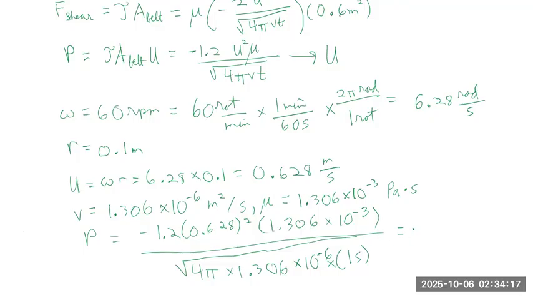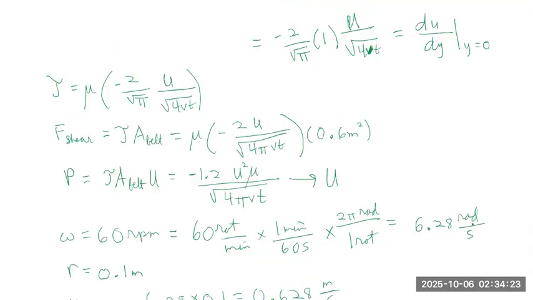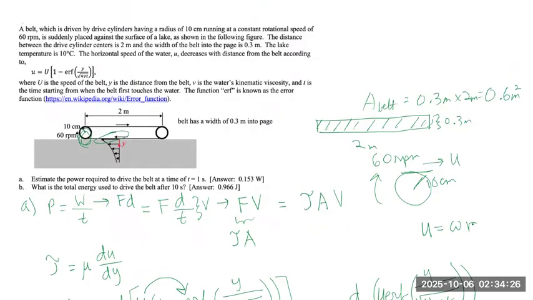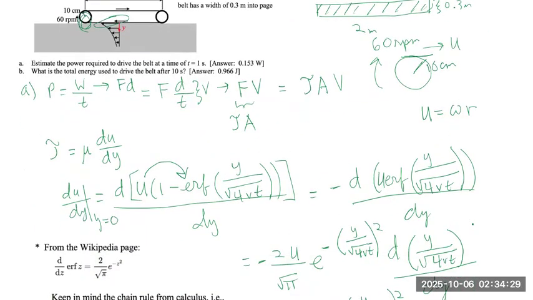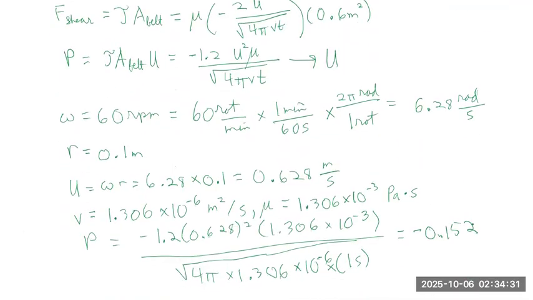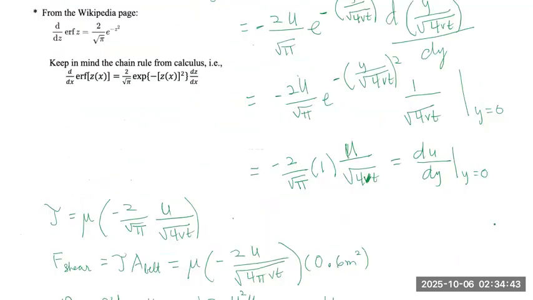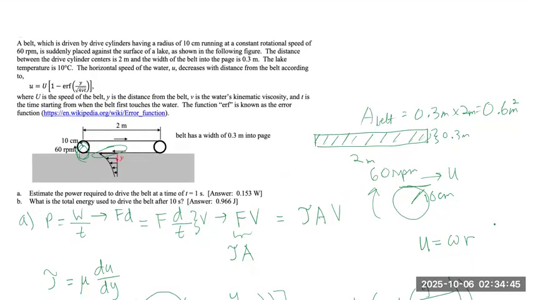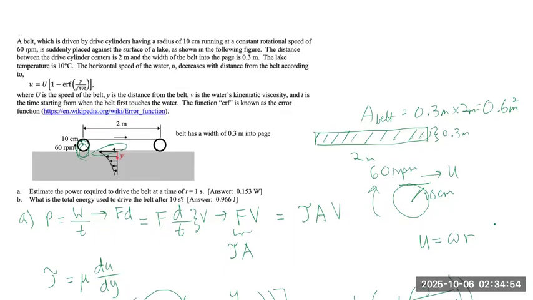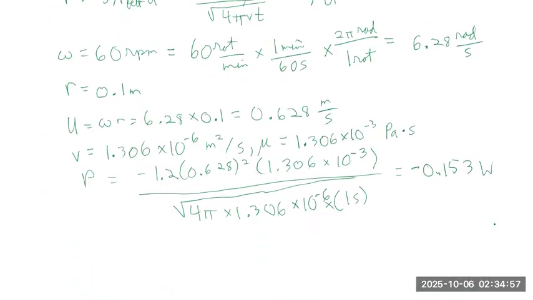And at last, we have our answer, which is negative 0.152. Or wait, actually it rounds to 3 because it's 0.15256. So it rounds to 0.153 watts. However, it's the power required to drive the bell at a time of t equals 1 second. So in magnitude, this is 0.153 watts.